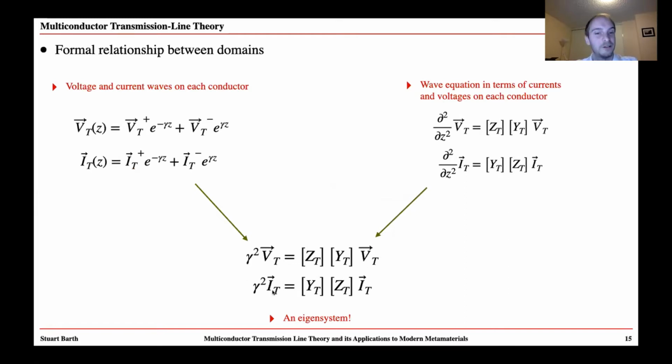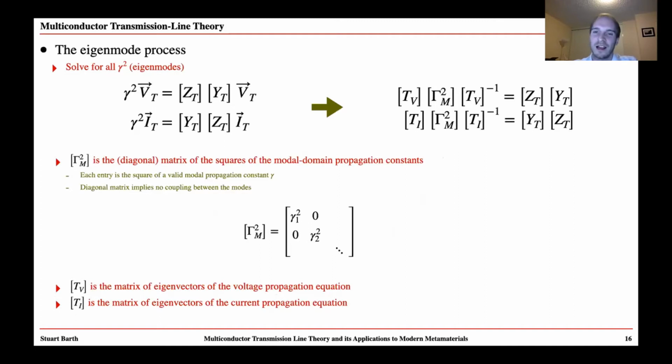And these represent a scalar value multiplied by a vector equal to a matrix multiplied by the same vector. And of course, you would recognize this as an eigensystem, right? So we know that when we're solving this eigensystem, what we actually do is we compute all of these eigenmodes simultaneously. So we would take those equations on the left-hand side, and we would actually compute the system on the right-hand side, where we've expressed all of the eigenmodes simultaneously as the matrix gamma_m squared. So this is the diagonal matrix of the squares of the modal domain propagation constants, where each entry is a square of the valid modal propagation constant gamma, as indicated. It's a diagonal matrix, so again, there's no coupling between the modes, as is required for the modal domain values.